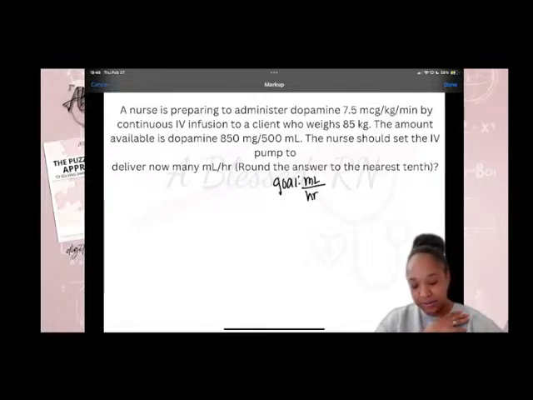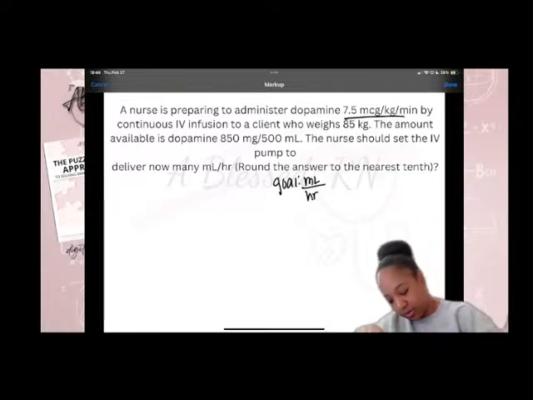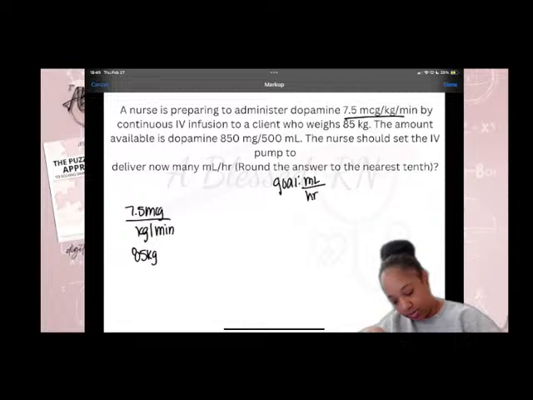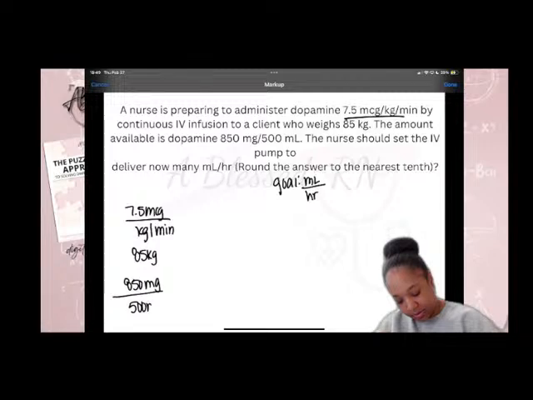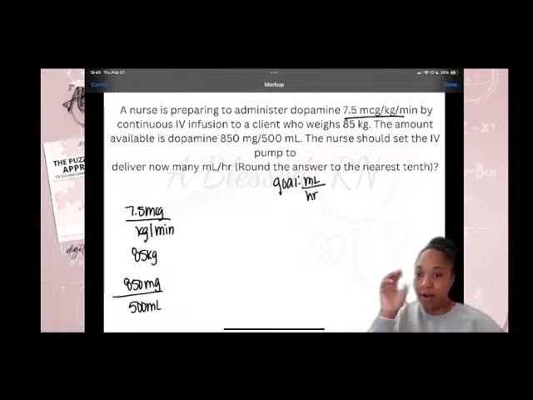All right, so boom. What are our puzzle pieces? So we've got the prescription, which is 7.5 mics per kg per minute. You've got 85 kg. You've got 850 milligrams per 500 ml. Okay? So, what are we going to start with, y'all? What are we going to start with?